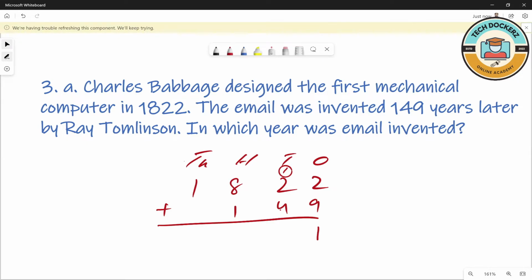5, 6, 7, 8 plus 1, you know the property of ones. If you add 1 to any number, it will give you the next number. So 1 plus 8, 9, and 1 will be as it is. So the email was invented in the year 1971.